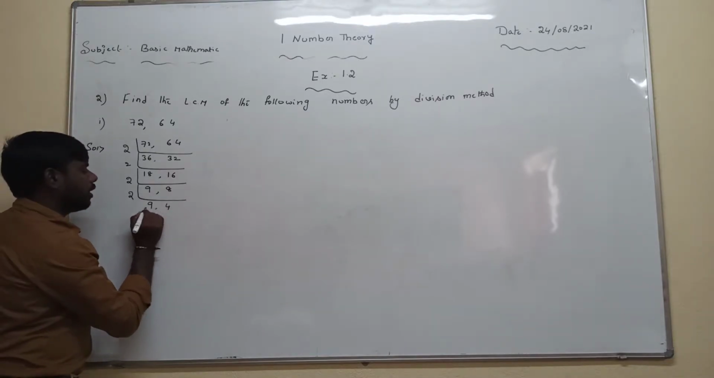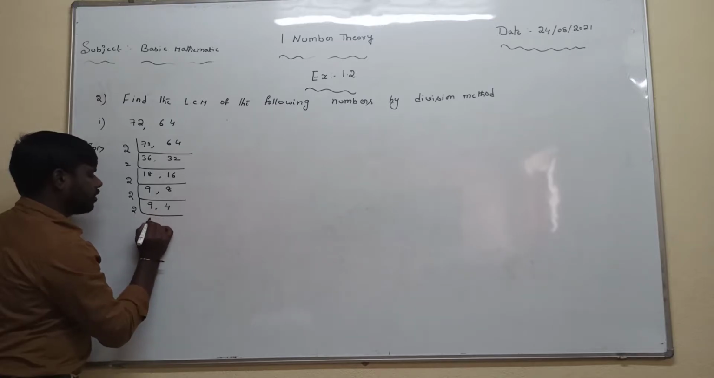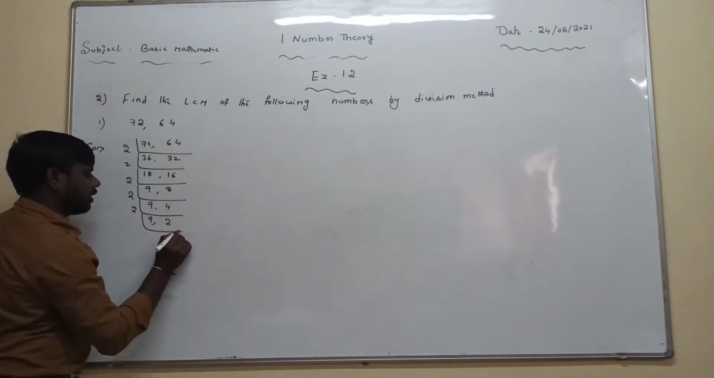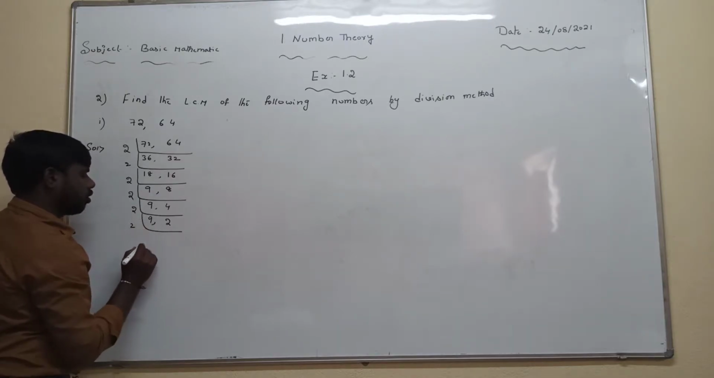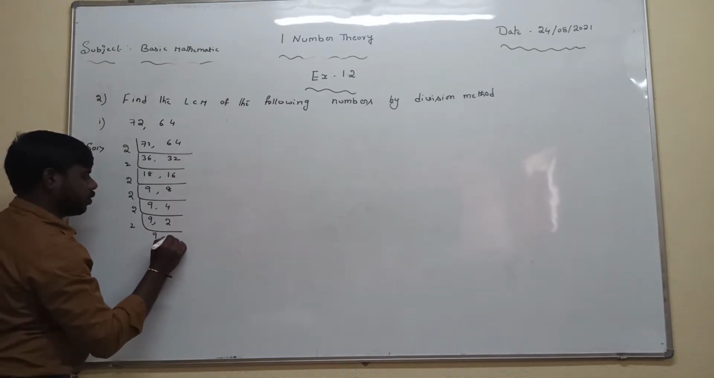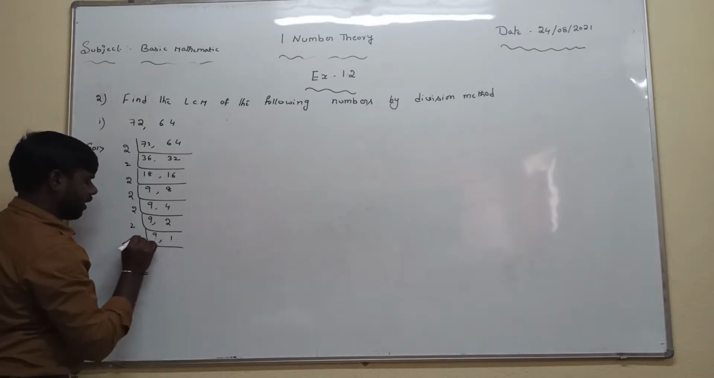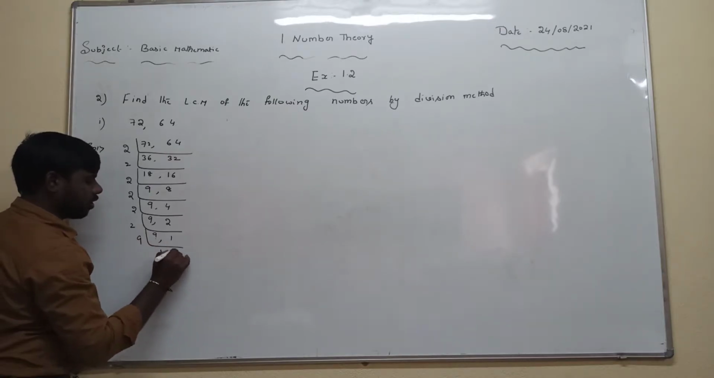So 2 4s are 8. Next you can take 2. 9 is not divisible by 2, that's why write it as it is. 2 2s are 4. Next 2 you can take. 9 is not divisible by 2, that's why write 9 as it is. 2 1s are 2. Next you can take 9. 9 1s are 9, and 1 is not divisible by 9.